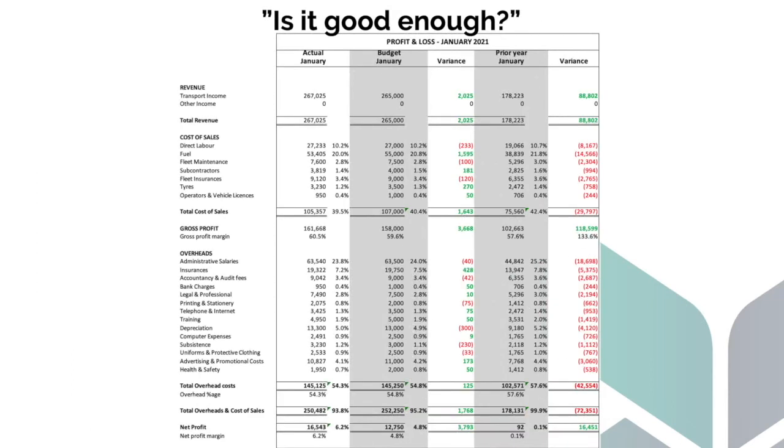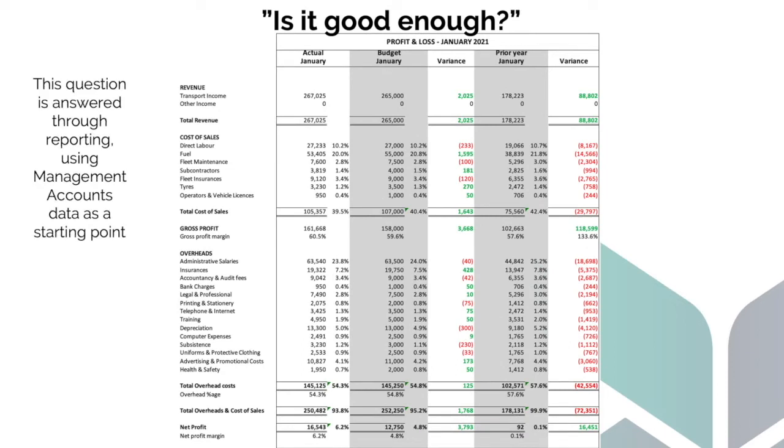Is it good enough? This is the key question. So the way we determine whether it's good enough is using the management accounts data as a starting point. The management accounts don't actually tell you if it's good enough, because you might be doing what your budget said. If your budget over several years helps you to hit a 3-year plan or a 5-year goal, then that's good enough. So that's really what we're talking about. You produce your management accounts and then you decide whether it's good enough.